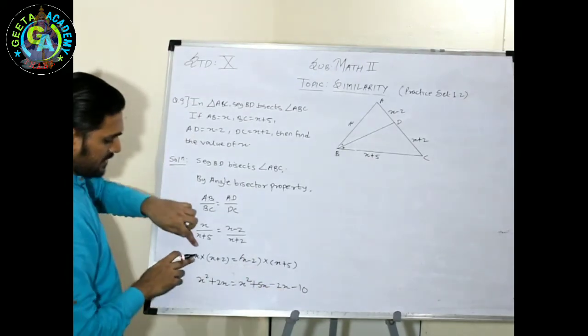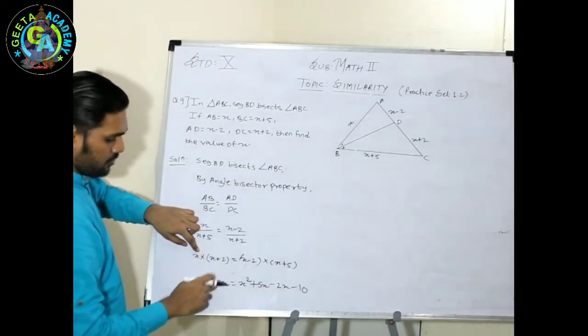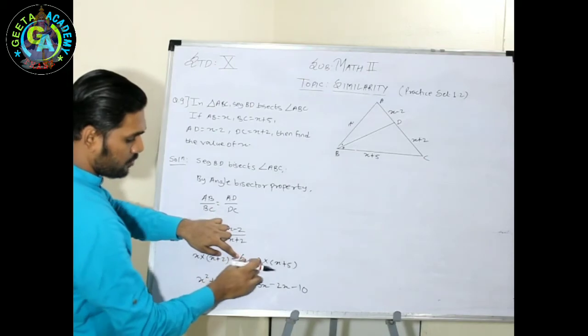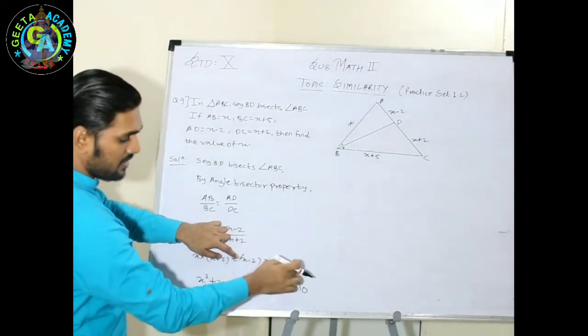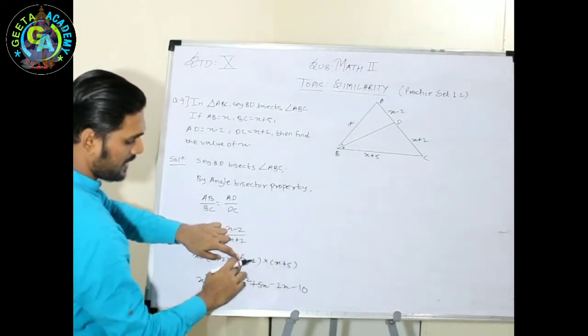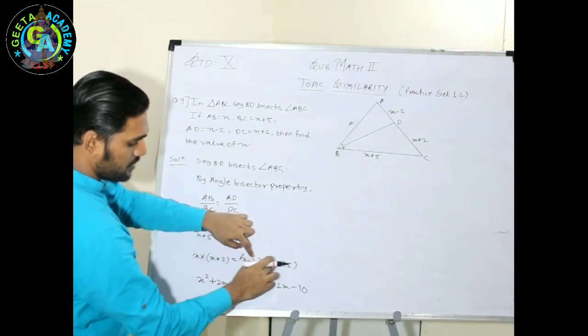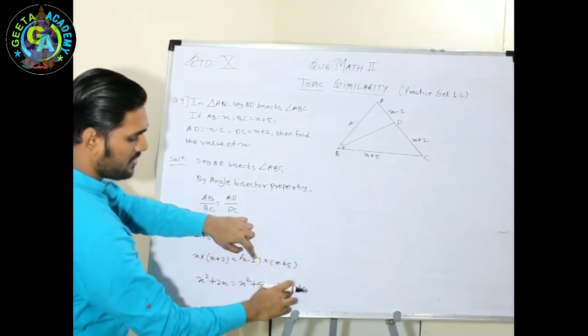Let us see again. X into x, x square, x into 2, 2x is equal to, now two terms, so both the terms will multiply with the other two terms. X into x, x square, x into 5, 5x, minus 2 into x, minus 2x, minus 2 into 5, minus 10.